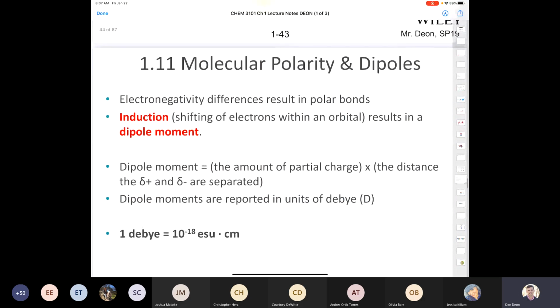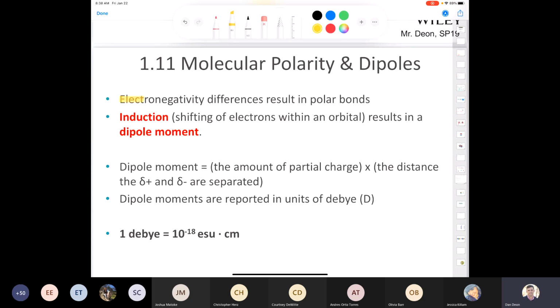Molecular polarity and dipoles, right? Well, I can tell you right now that we're not going to do any calculations with respect to dipoles. And the book goes into a little bit of detail about calculating dipoles and things like that. But all you need to know for Chemistry 3101 is to have an understanding of what is a polar bond and what a dipole moment is. So let's review what it says on this slide.